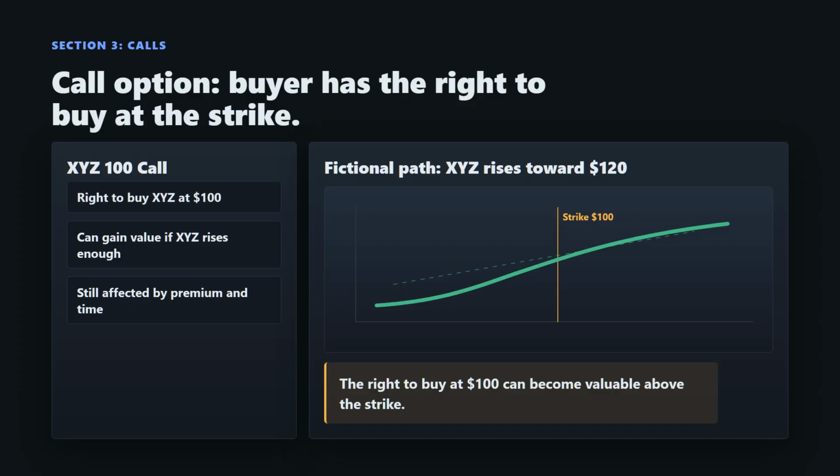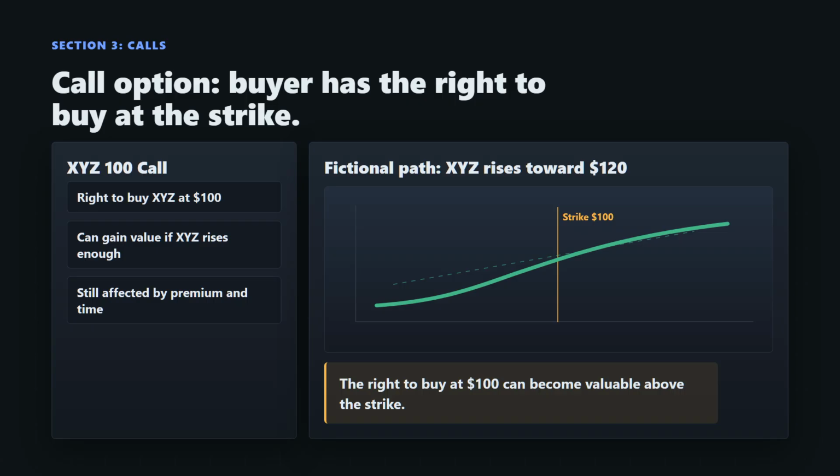If you buy a call, you have the right to buy. If you sell a call, you may have the obligation to sell. If you buy a put, you have the right to sell. If you sell a put, you may have the obligation to buy. This grid matters because a lot of beginner confusion comes from mixing up the option type with the action. Call does not automatically mean bullish in every context. Put does not automatically mean bearish in every context. Buying and selling change the risk completely.